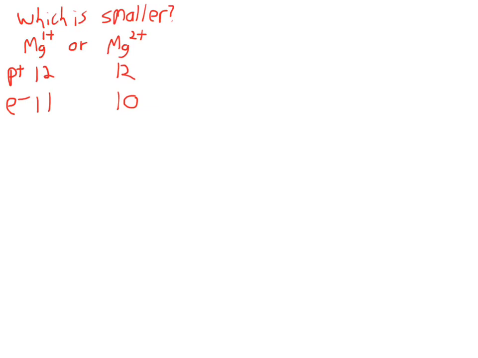Having more electrons makes an atom or ion bigger. So that means that magnesium 1+ is bigger. That means magnesium 2+ is smaller because it has fewer electrons.